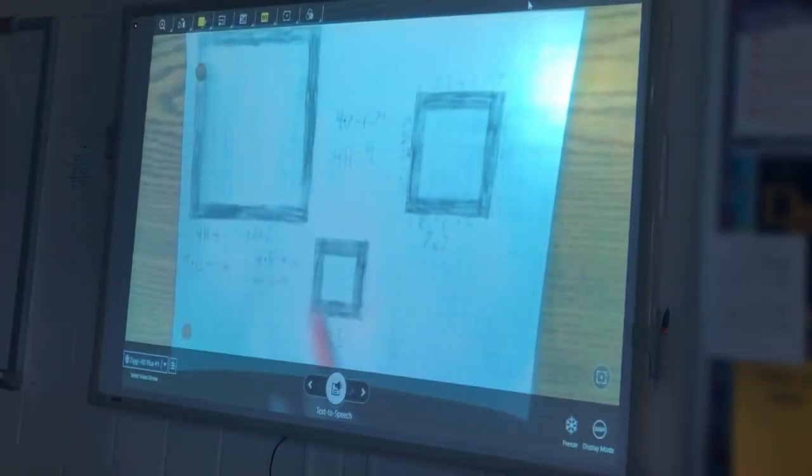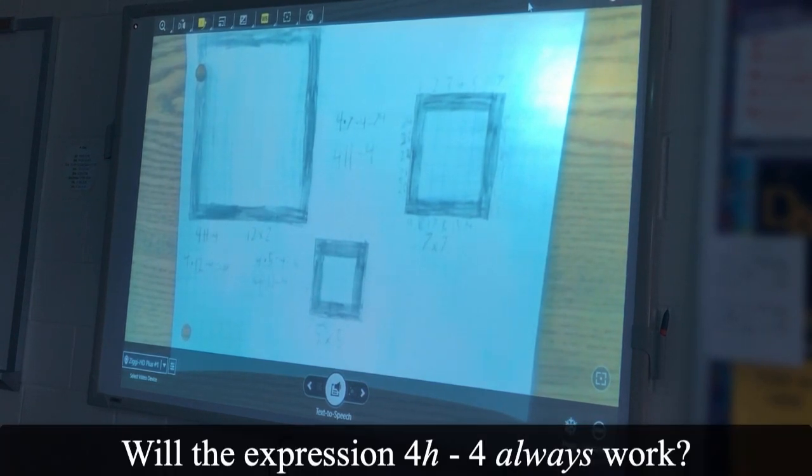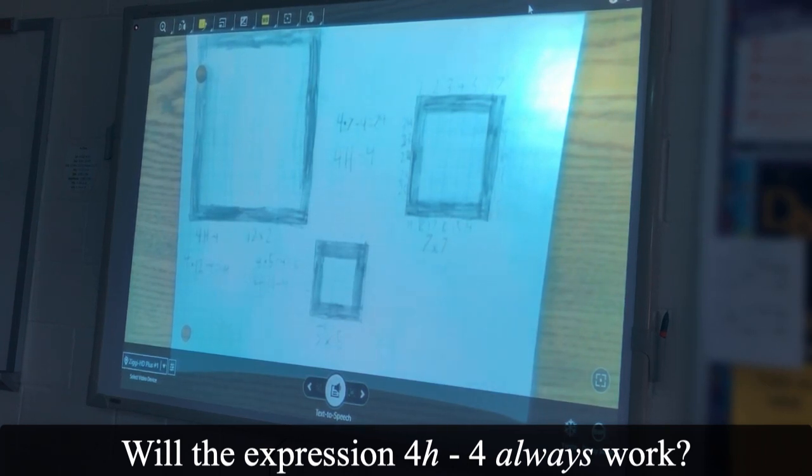To extend this task, ask students, what about different size square grids? Would the expression 4h minus 4 work for any height? Notice how the teacher uses the dot cam to make students' thinking visible to the class.